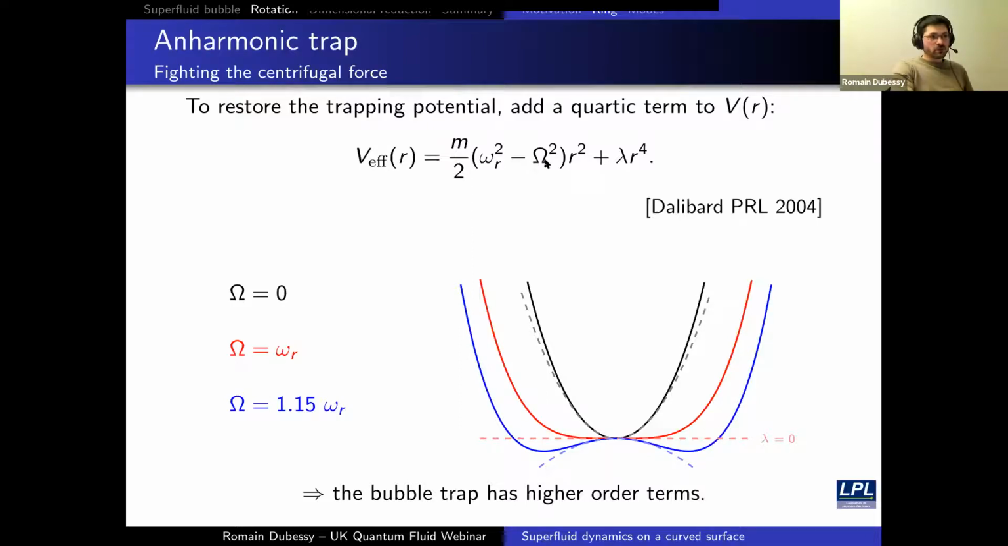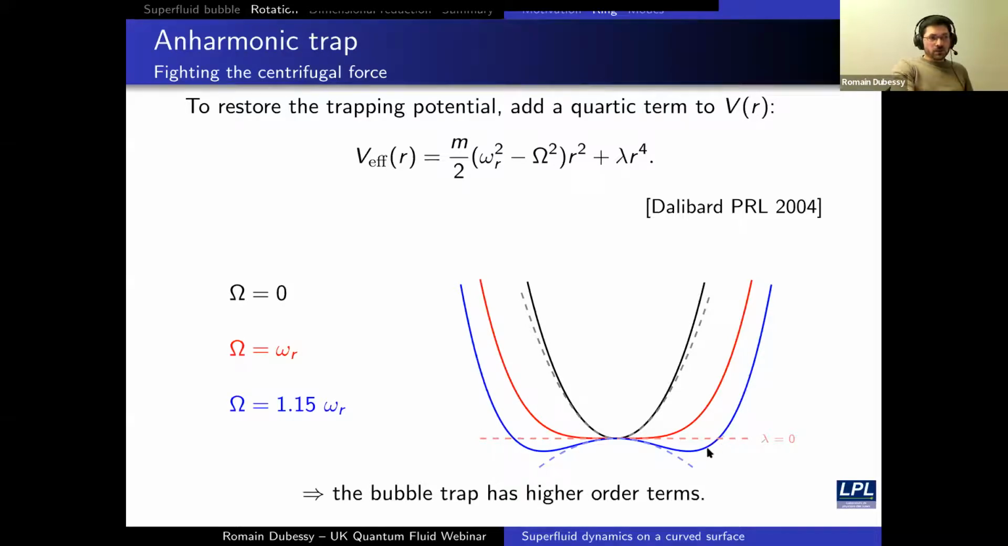And the solution to this problem is to add extra terms to the potential. And if you do that, then you can stabilize the potential. So here I have drawn a few curves for different rotation frequencies. And in particular, if the lambda quartic term is not 0, you can stabilize the system rotating exactly at the harmonic trap frequency. And you can even go beyond this rotation frequency and create a Mexican hat effective potential in the rotating frame.